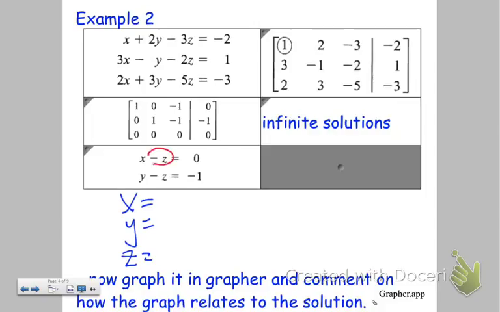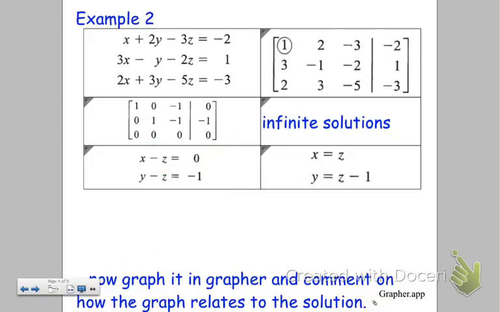Well, see that they both have z here? So if I were to add z to the first equation, if I added z on both sides, that would give me x equals z. So whatever z is, the x has to be the same coordinate. And then if I add z to this one, that gives me y equals negative 1 plus z. So whatever the z coordinate is, the y coordinate has to be negative 1 plus that. So that's this set of equations here.